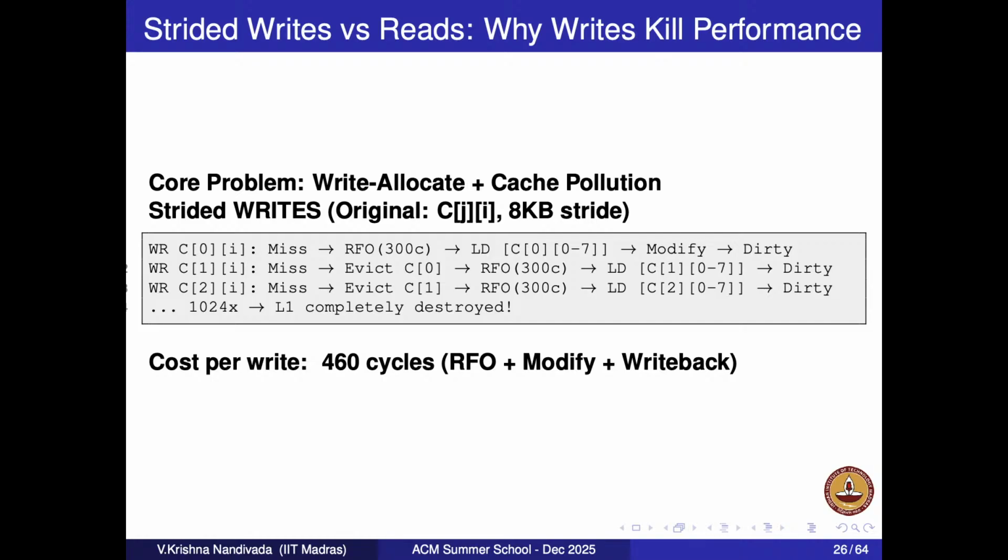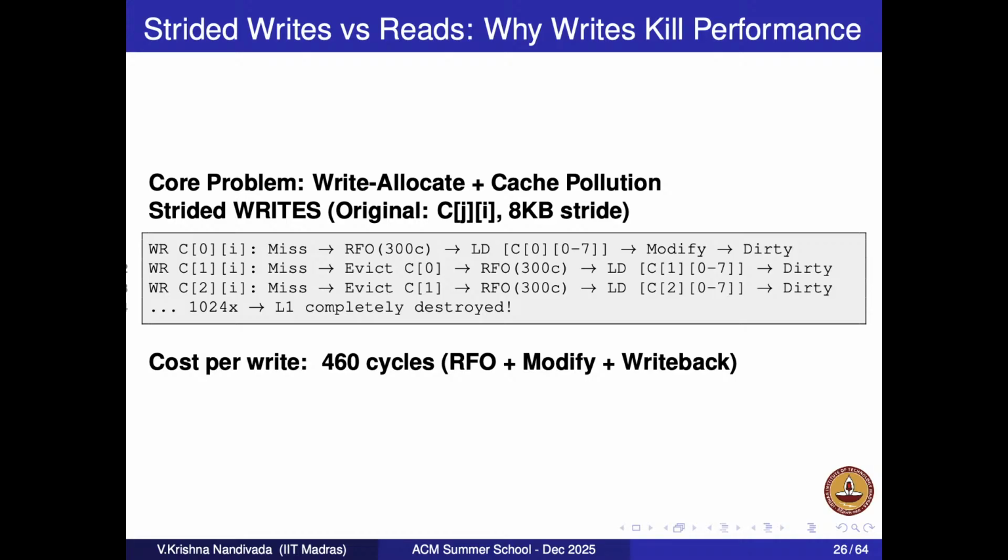So what's happening is that across writes, you are not utilizing the cache line. So for every write, you are paying the cost of modify, write back, modify, write back, okay. How many writes are there? N square writes. So basically we are saying 1024 cross 1024, n square times 460 cycles for total writes.